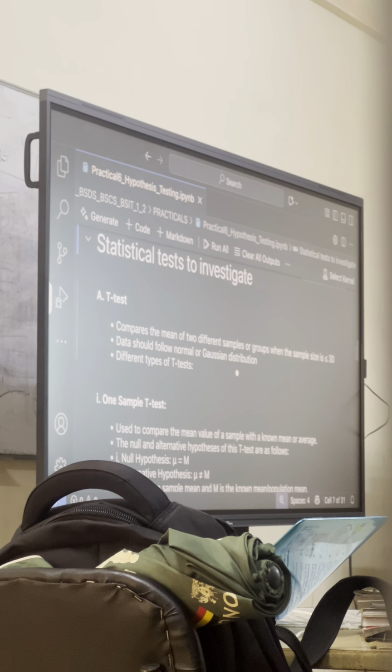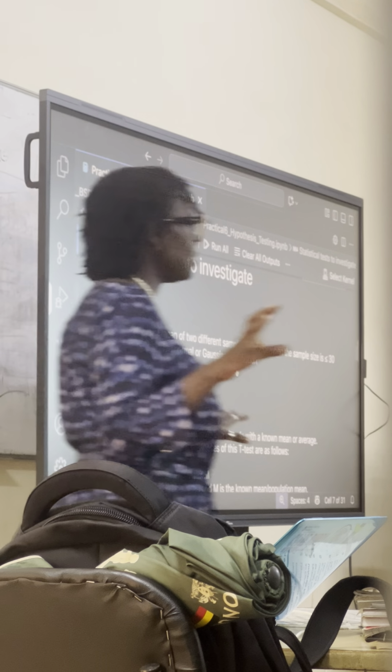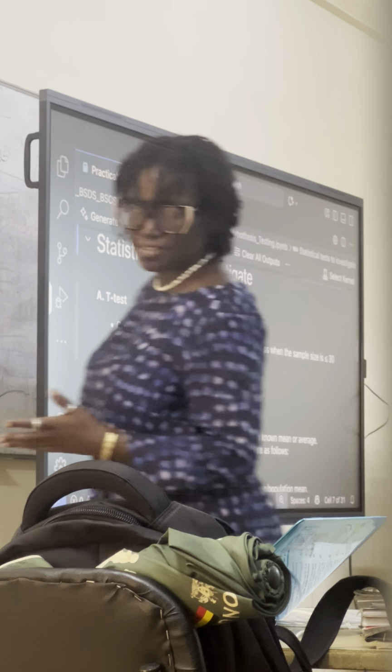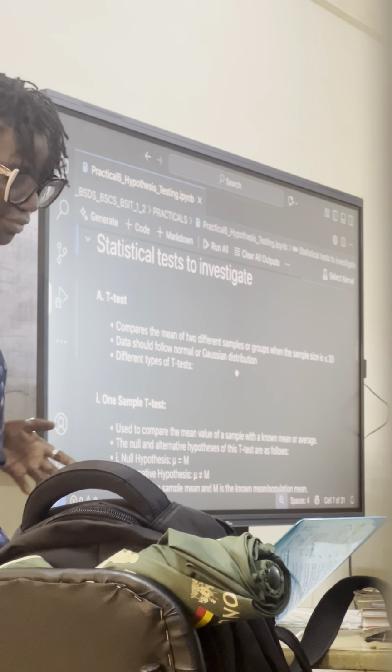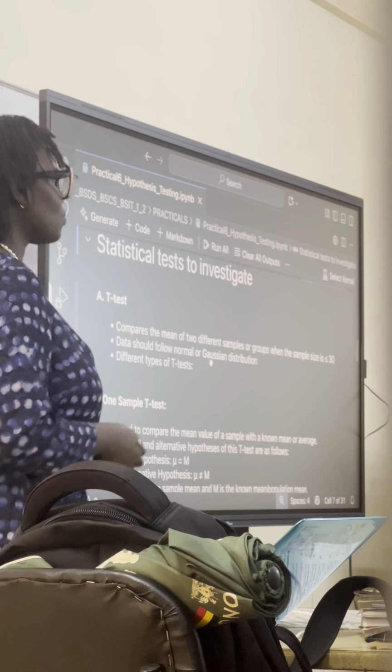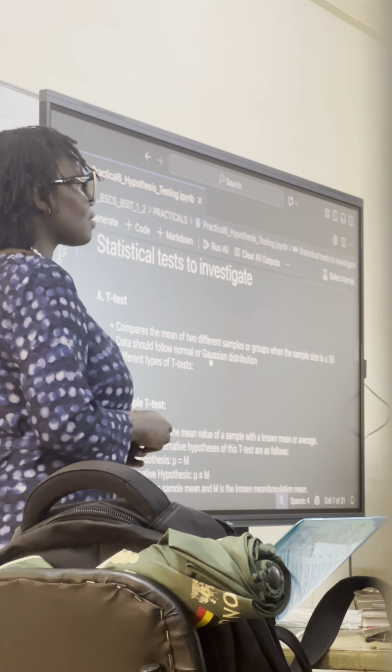Okay? For instance, I will have class A plus B, and I want to compare the means because I'm going in with the assumption that the average maybe grade is the same. This is what I'm investigating in this t-test. Okay? And this test can only be used on data that is normally distributed. So now you see where the errors can come from. If you apply the wrong test to data that it doesn't work with, you will get errors.